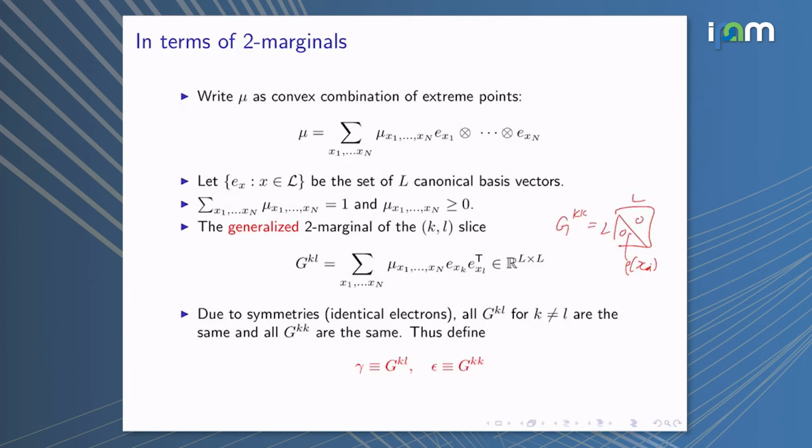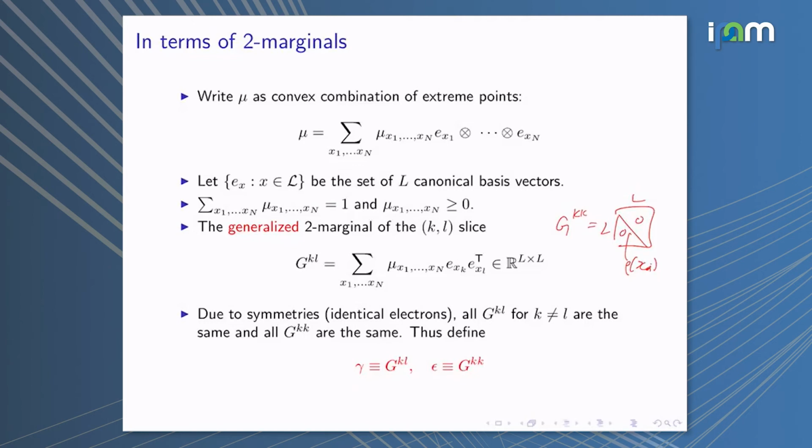Now, due to the symmetry, this is the important point. Due to the symmetry, after you do the projections, the G, an L by L matrix, is independent of K and L as long as K and L are different. And also for the case where the two indices are the same, G_KK, they will also give you the same matrix, which is the epsilon matrix exactly as I've written down here. And the gamma matrix is something we don't know yet, but this is what we're trying to optimize, as you will see.